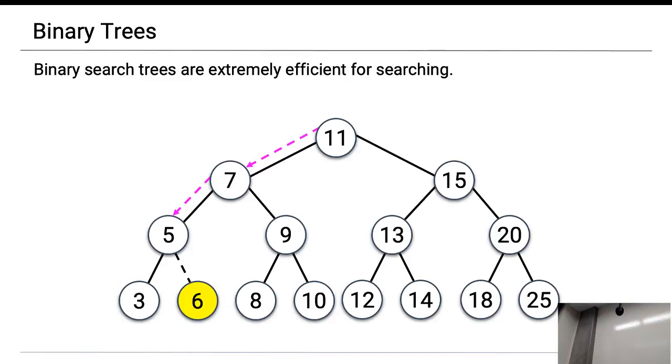Let's suppose I was searching for a number that is not here. 1. Okay, what about 1? So I come over here. 1 can never be over here, it has to be over here because it's less than 11. Okay, I'm over here. 7. Can it be on this side? No, it has to be on this side. So it comes over here. 5. Can it be on this side? No, it has to be on this side.